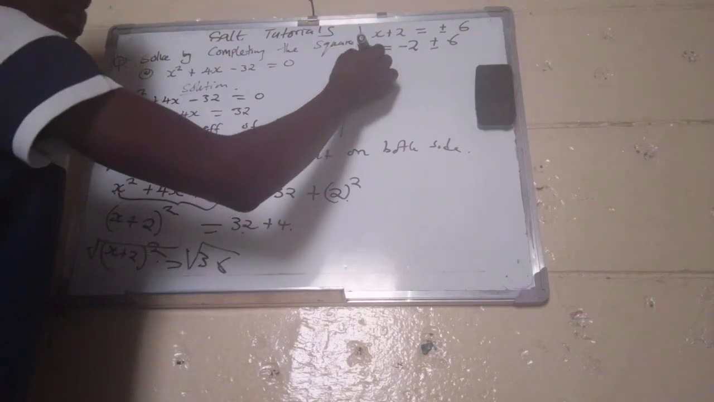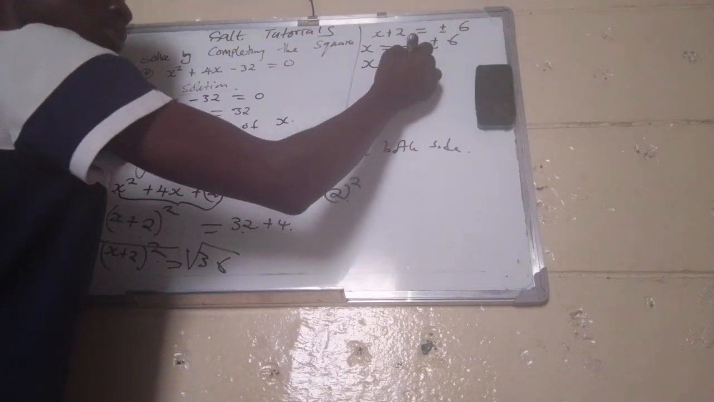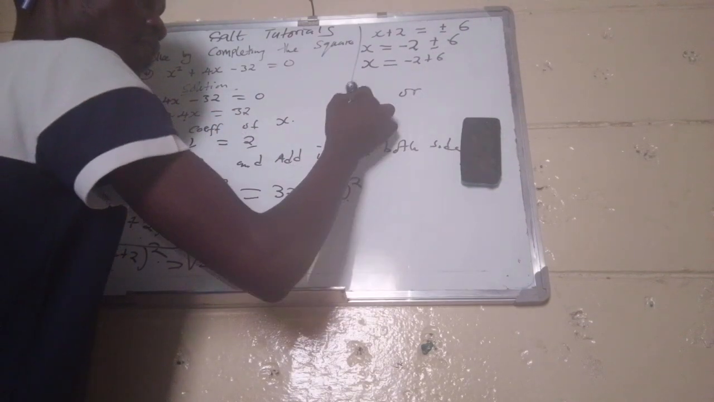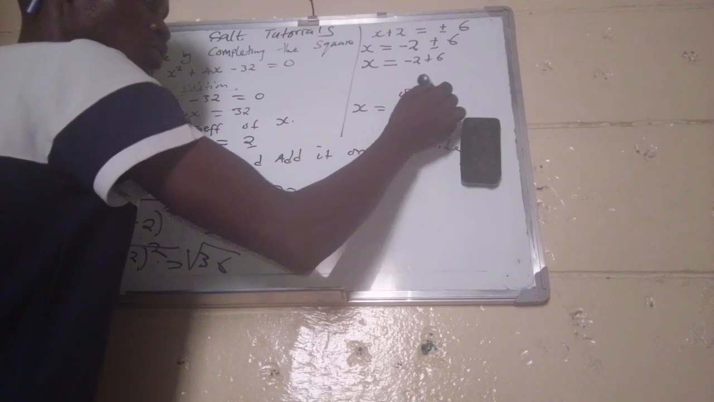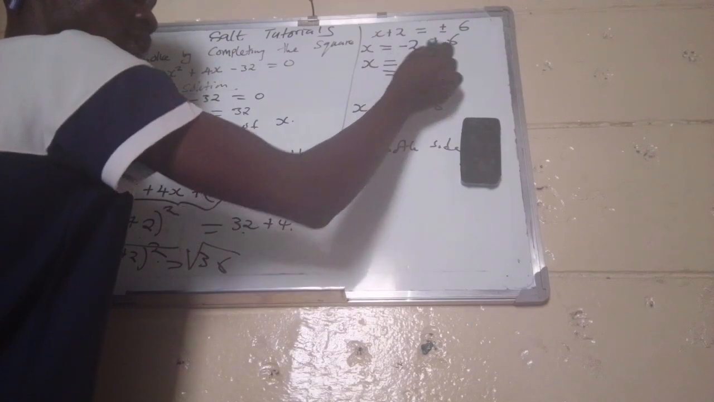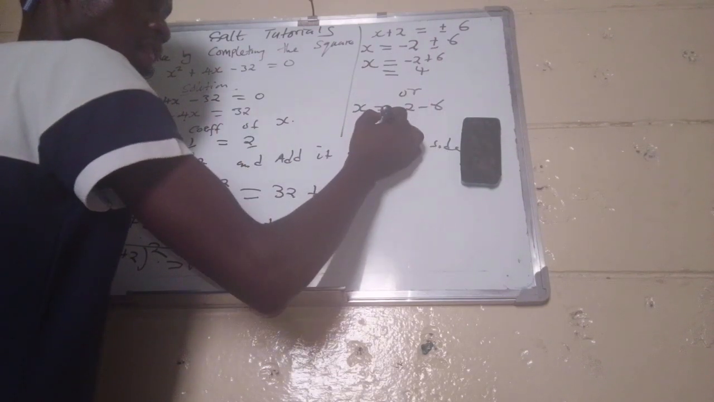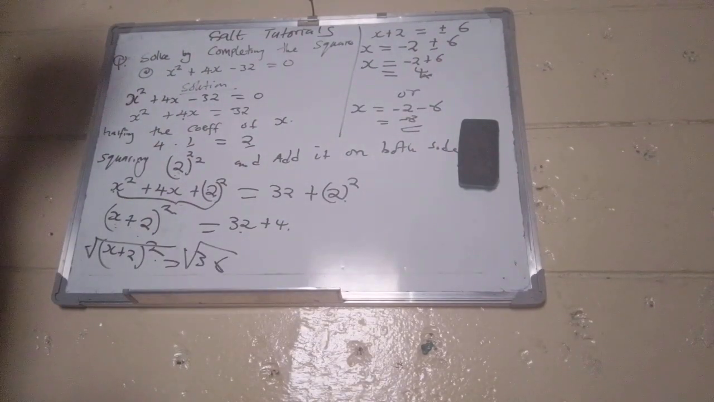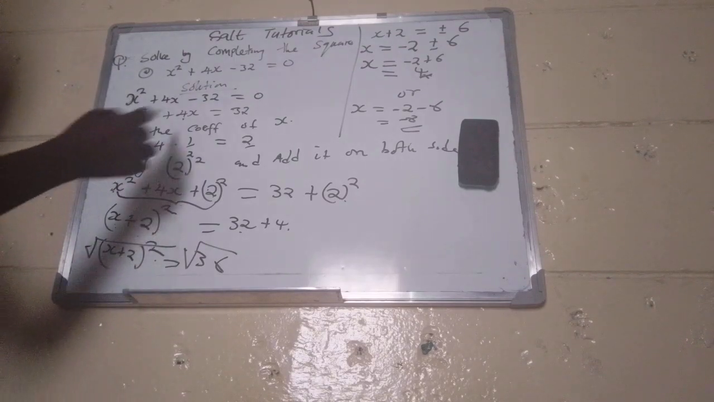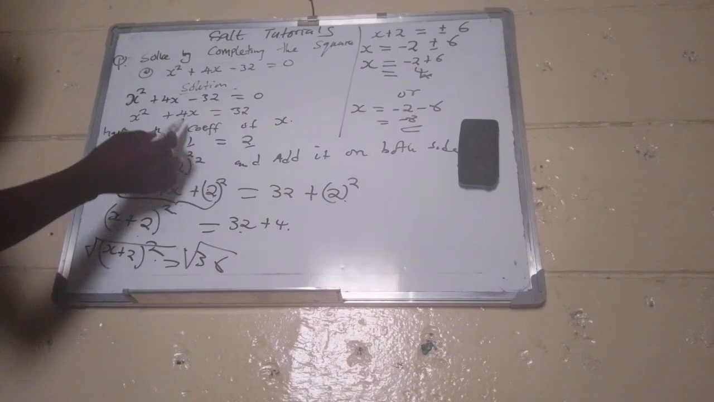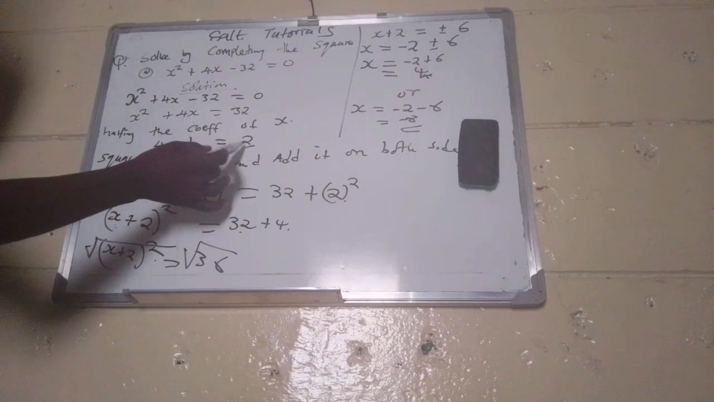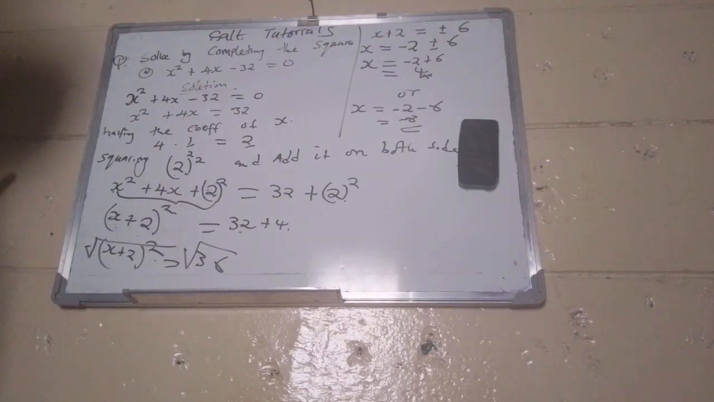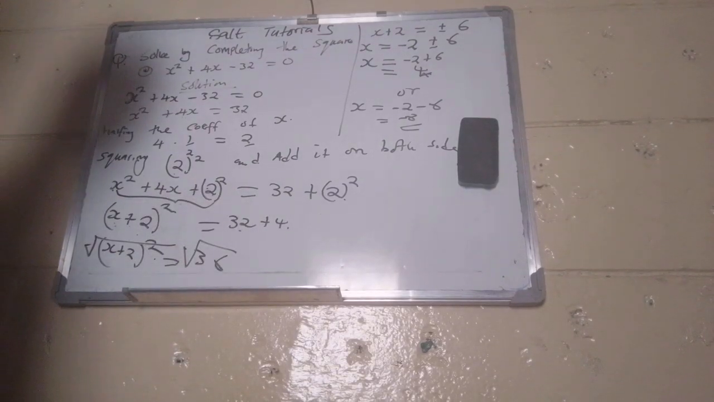So that our value of x can be equal to negative 2 plus 6, or our value of x can be equal to negative 2 minus 6. So the first one will be 4, whilst the other one will be negative 8. These are the values of x using the completing the square method. Take the 32 to the other side, half the coefficient of x, you square it, add it on both sides. As simple as that. Then the rest is a simplification.